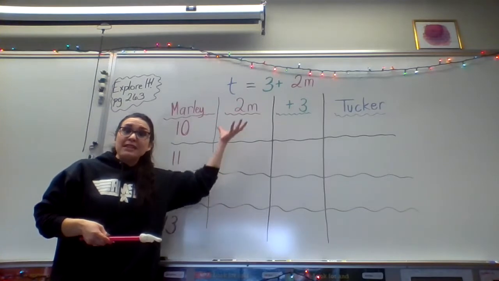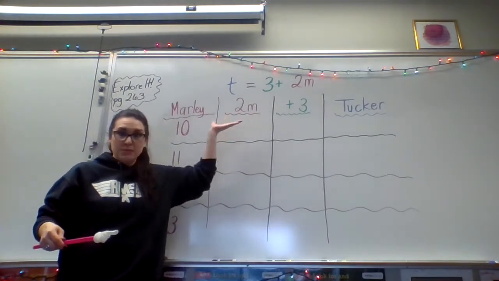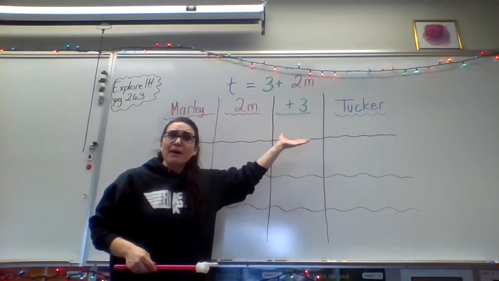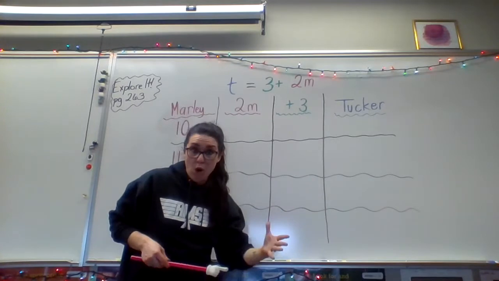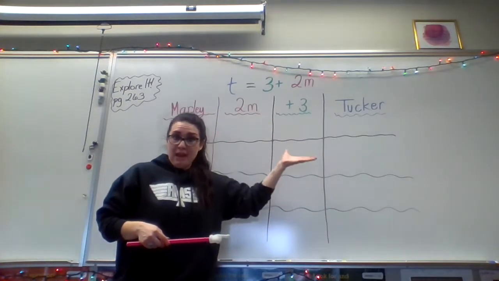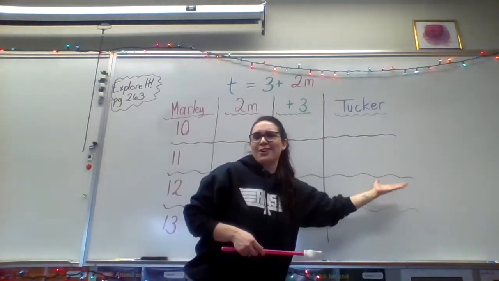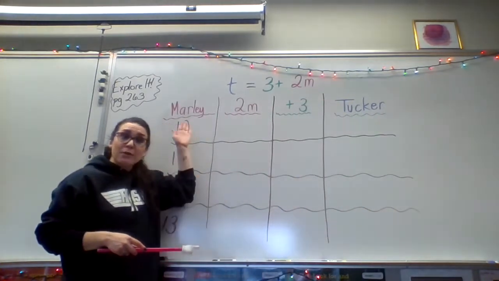Over here in this column, that's going to be representing our twice as many, right? Our multiplication piece. And over here, my friends, in this column, we're going to be representing that 3 more, right? So we'll start with that twice as many, and then we're going to do 3 more than that amount. And over here, oh, Tucker the pug, we'll just see how fabulous he is, all right? So first, let's start with 10.